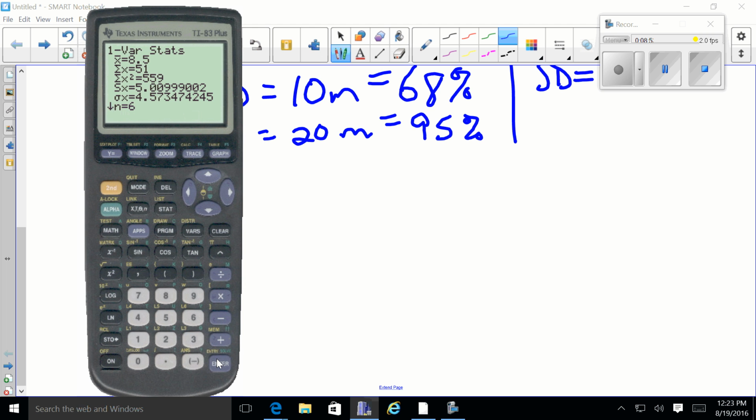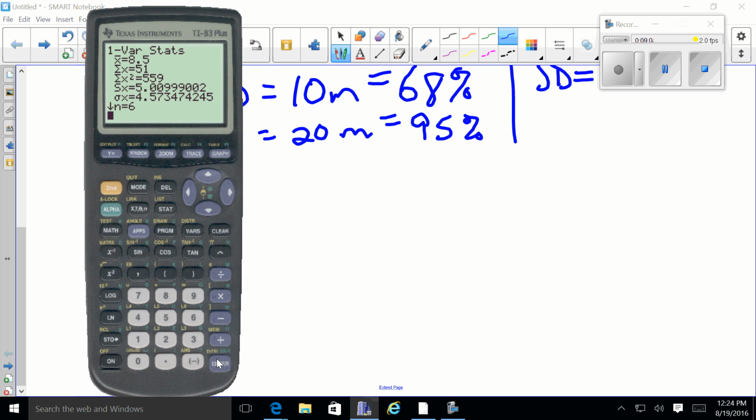And if you notice, on the calculator, now as soon as I start writing it, the calculator is going to disappear. But if you look down, it says x-bar is 8.5. That means the average is 8.5. The sum of the x's, or the sigma x, is 51.